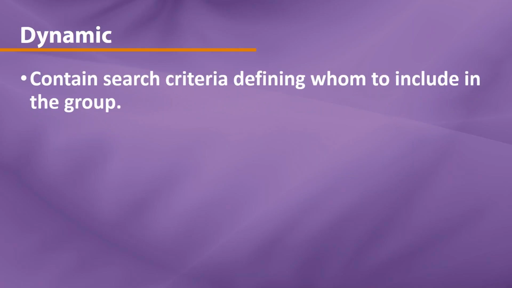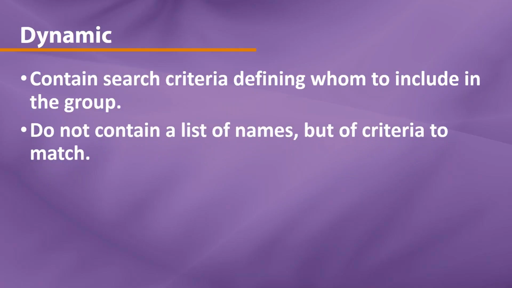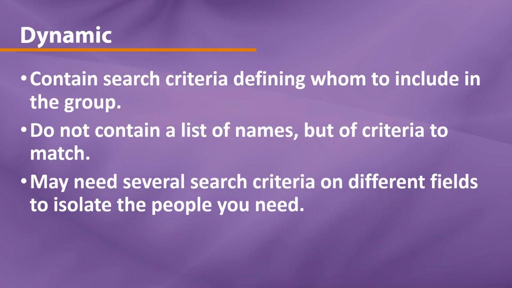Dynamic. There are 3 types of subgroups, and the first of those 3 is dynamic. Dynamic contains search criteria defining whom to include in the group. It's not adding a list of names. They do not contain a list of names, but criteria to match. So you're not going to go through and select names one by one. You're going to enter in a criteria line, and that criteria line is basically a filter that's going to help you find the people that you are looking for. And when working with these criteria lines, you may need several search criteria on different fields to isolate the people that you need.